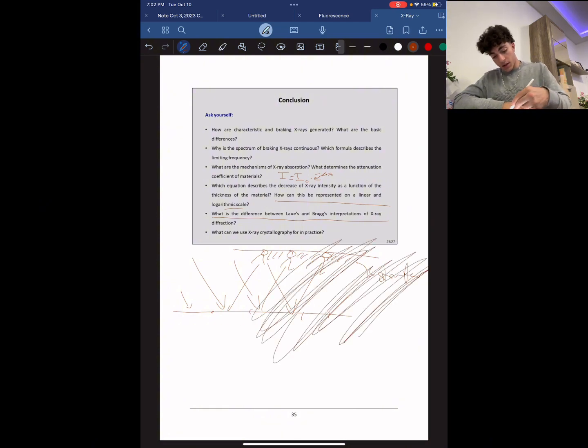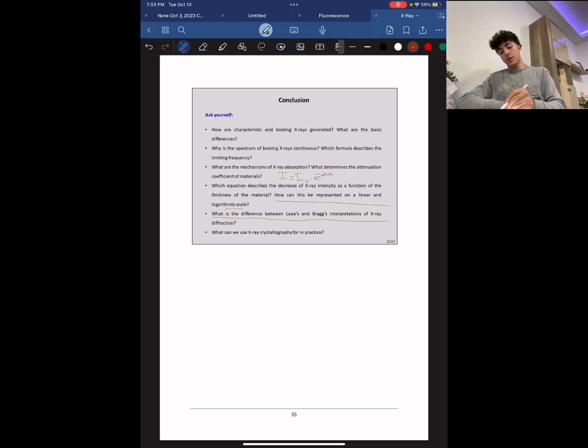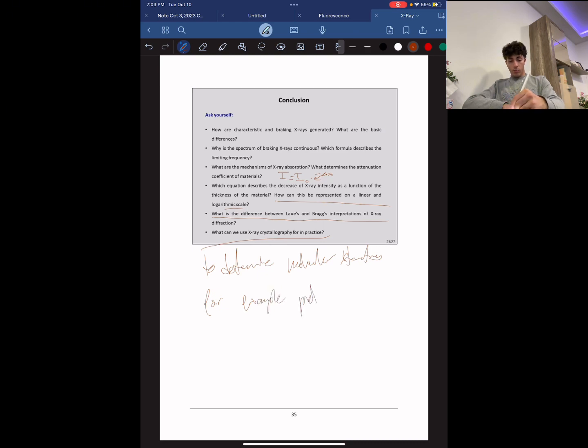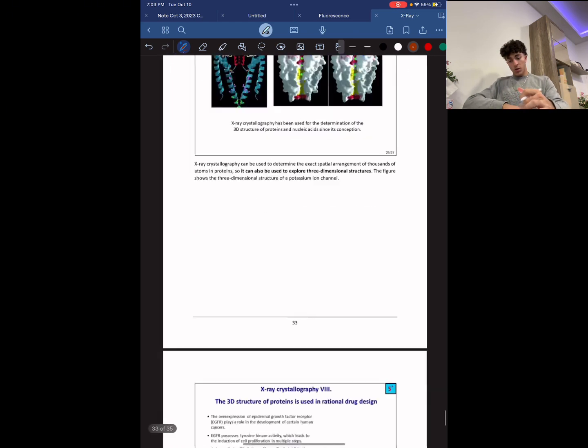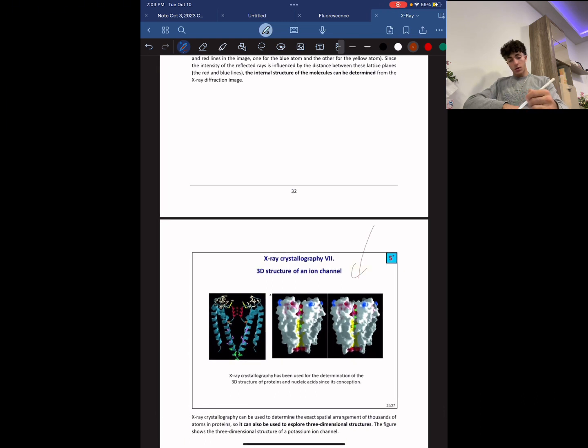And last question for today, it says, what can we use X-ray crystallography for in practice? This is to determine molecular structures, for example, proteins. And this can be shown through these pictures, right? So if we didn't know these structures, we can use X-ray crystallography to find these out.